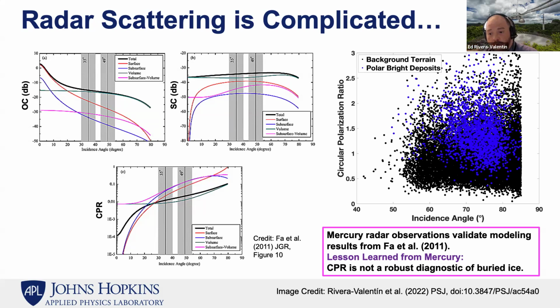And you see, cool, the CPR is greater than 1, but this jumbled mess is pretty much indistinguishable from each other. So just based on the CPR value, if I had just a CPR map of Mercury's North Pole, it would be very difficult to say, here's water ice and here is no water ice. So CPR turns out to not be a robust diagnostic of buried water ice.